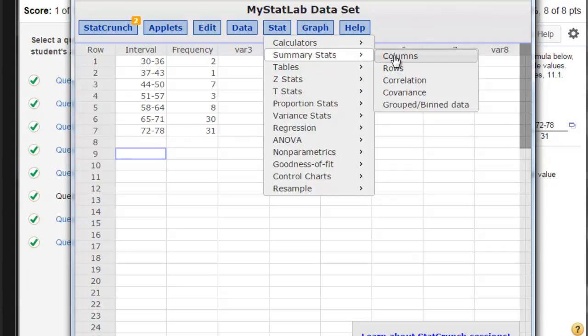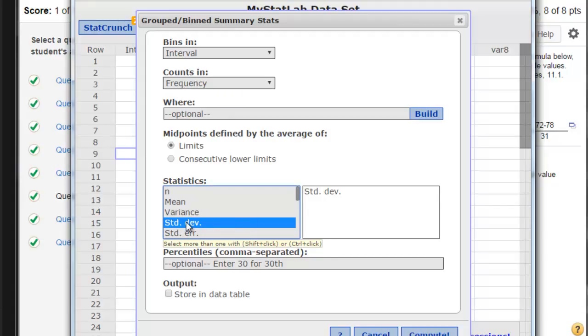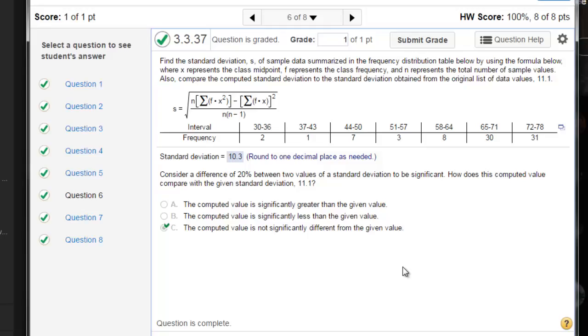we'll go down to Grouped Binned Data, because that's what we have, is data that's grouped. The bins, or in other words, the classes, are in the column titled Interval, and the counts are in the column titled Frequency. What we want is the standard deviation, so that's what I'll click and make sure is in my output box. Click Compute, and we get a standard deviation of 10.3 if we round to 1 decimal place as requested in the problem. Now let's look at what the rest of the question asks us.